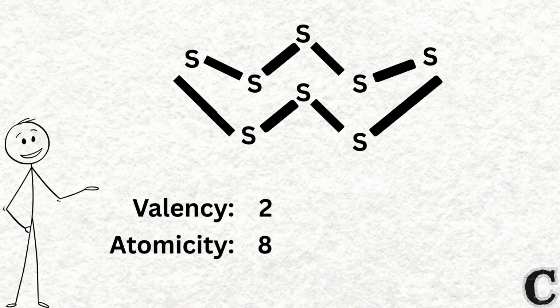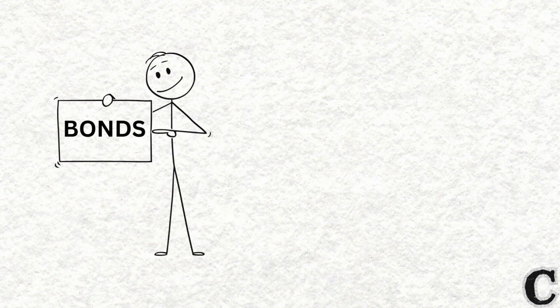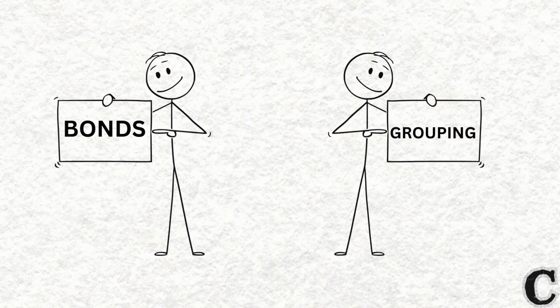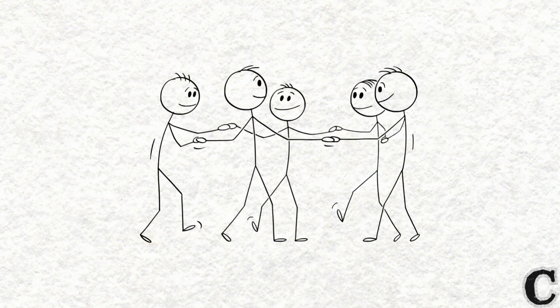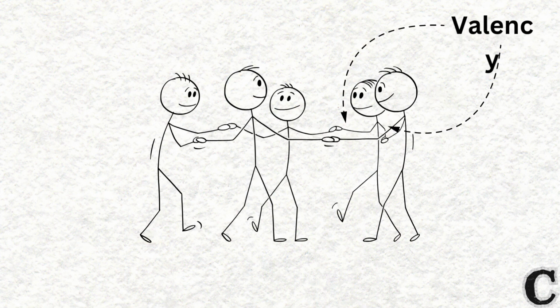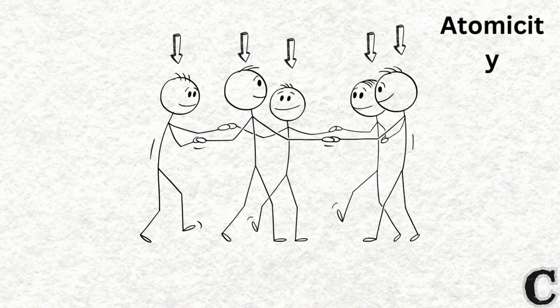See how valency and atomicity are totally different? One is about bonds, the other about how atoms group together. Let's zoom in for a clearer picture. Think of atoms like kids holding hands. Valency equals how many hands each kid can use. Atomicity equals how many kids are in the group.